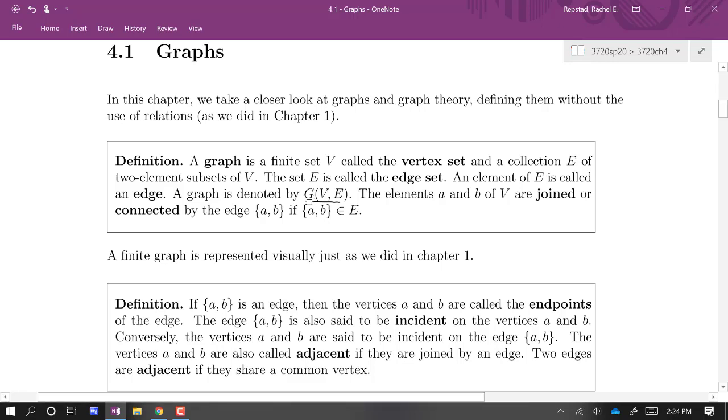The elements A and B of V, or the vertices A and B, are joined or connected by the edge AB if and only if that set AB is a subset of the edge set.